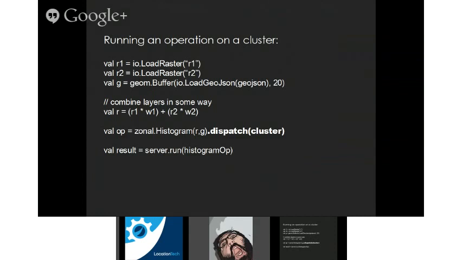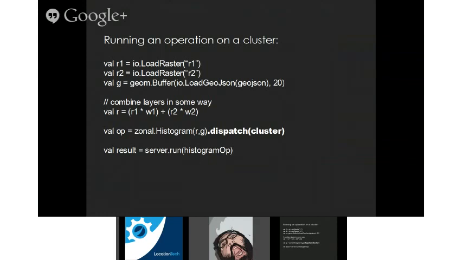Very quickly, running an operation on a cluster is very simple. If you look at the second to bottom line, if we have a cluster, we can call a function on the histogram operation called dispatch, which says that when you are running your child operations, the operations that you split yourself into, spread out those operations on this cluster.